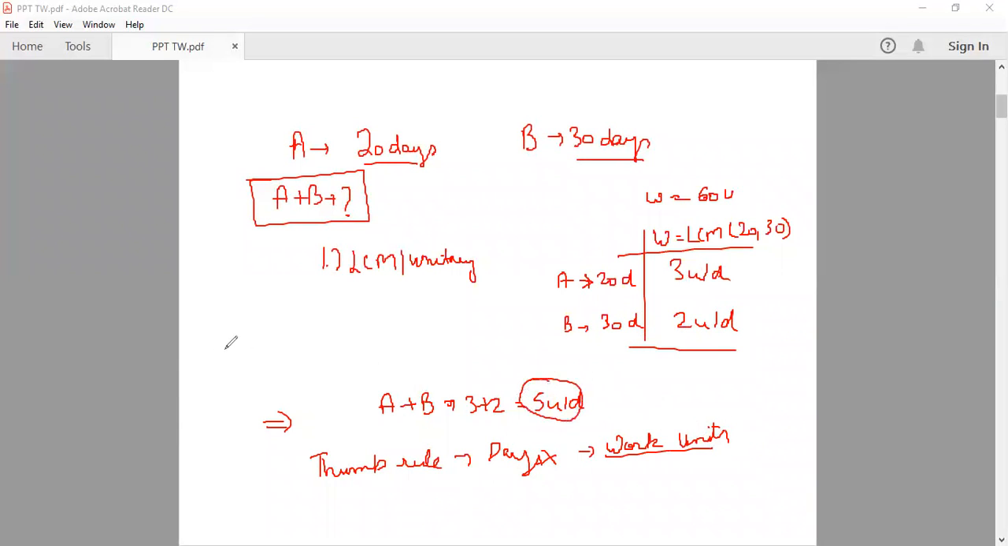Now how much total work did you have? 60 units. So 60 units is the total work and 5 units are being done in one day, so it is 60 by 5, 12 days. So 12 days is the answer for this. Now once we did this, let us learn the fraction method for the same.